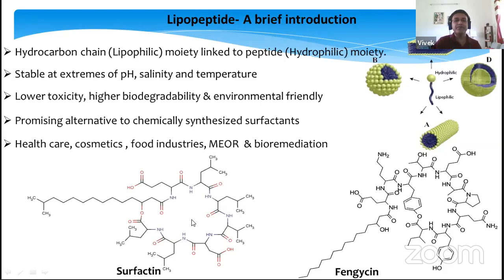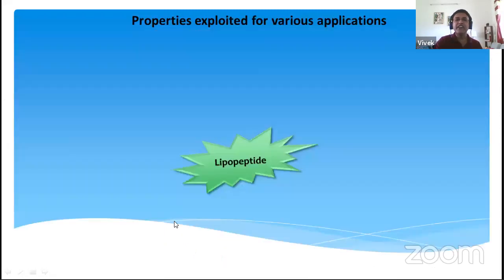One is surfactin, which has 7 amino acids, cyclic amino acids linked to each other to form a shorter peptide, which is connected to a hydrocarbon moiety. And this is another popular lipopeptide called fengycin, whose structure is different from surfactin. So we have different isoforms of surfactin, fengycin, or any other molecules, because you will find subtle changes with respect to amino acids or the number of hydrocarbon chains present.